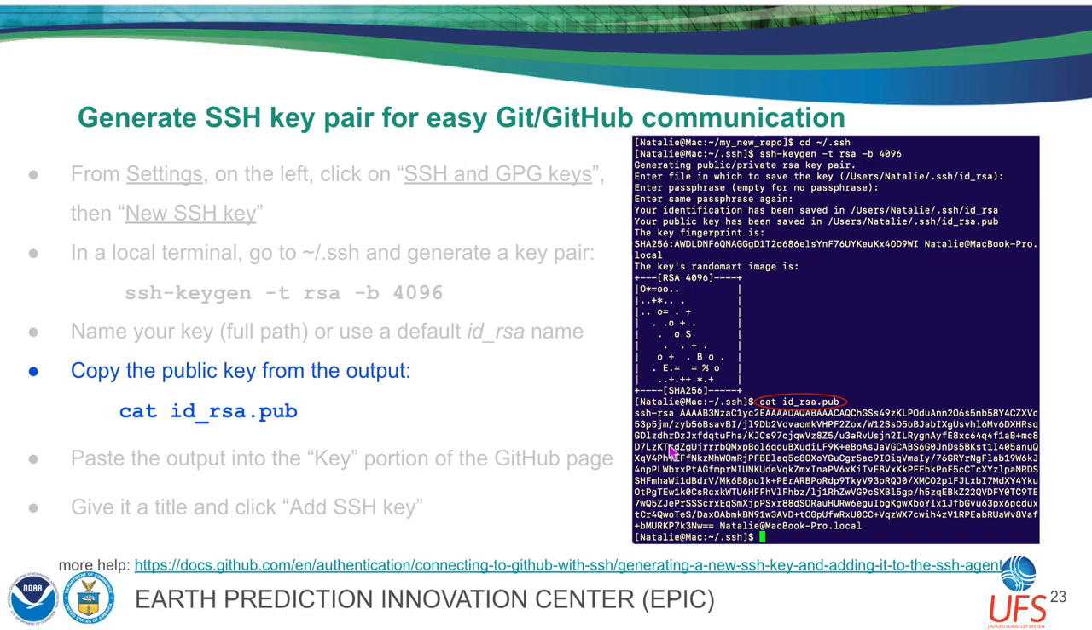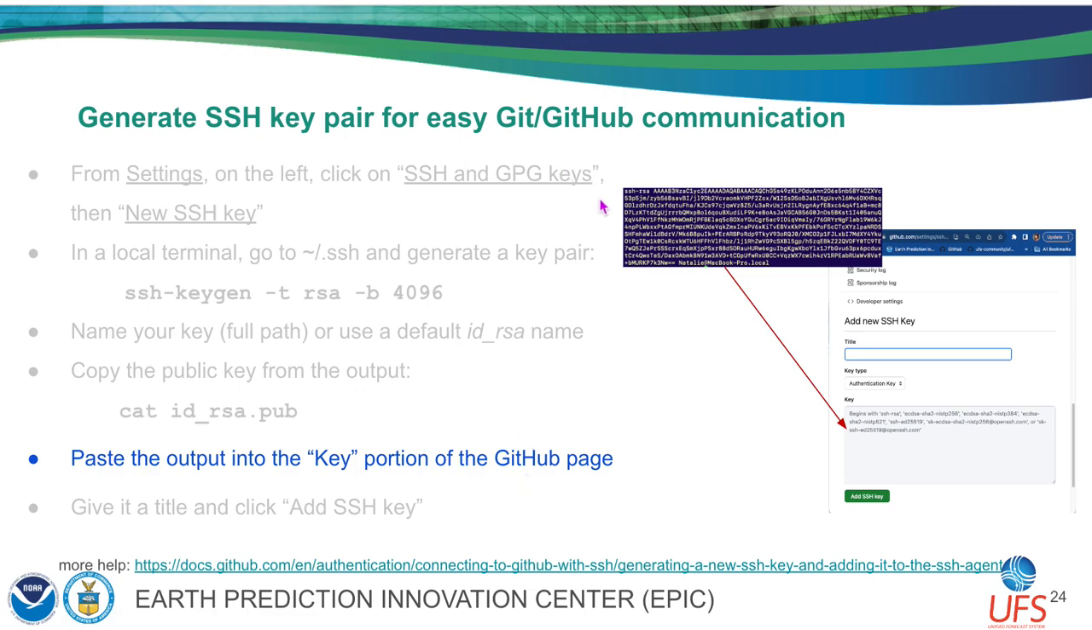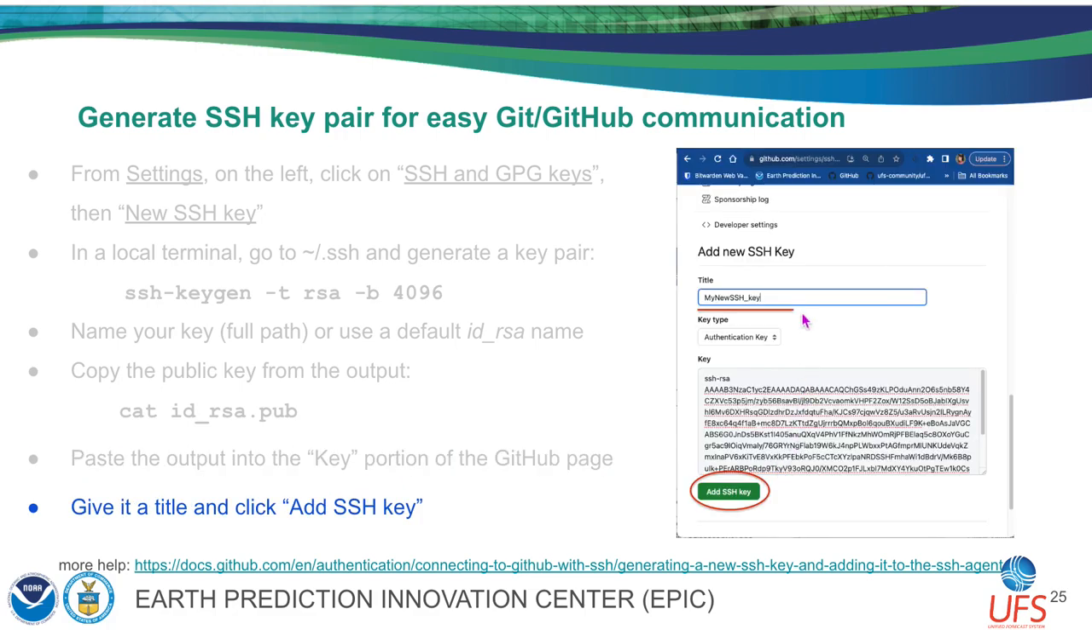So we can just copy it using the mouse, and then paste the output of your cat command into the key portion on the GitHub page. Then give it a title and click Add SSH key.